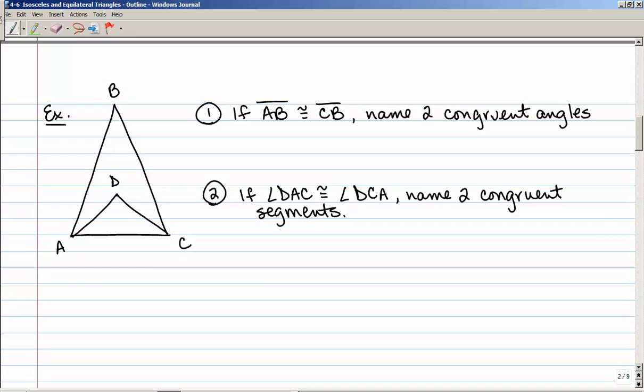So let's take a look at a couple examples here. If segment AB is congruent to segment CB, so that would be the one on the left here and the one on the right, then name two congruent angles. Well, if AB is congruent to BC, then this is an isosceles triangle, and the base angle, just ignore this little triangle inside for right now, the base angle, angle BAC, is going to be congruent to the other base angle, angle BCA.